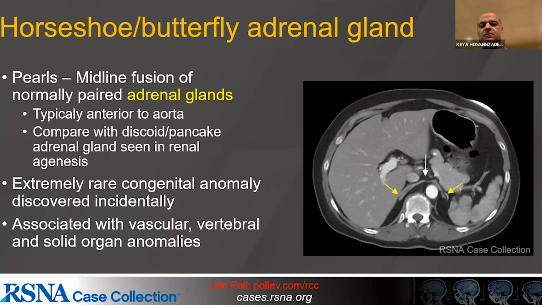It's important not to confuse this with a discoid or a pancake adrenal gland that you usually see in association with renal agenesis. It's an extremely rare congenital anomaly, and it's usually discovered incidentally, but is associated with vascular, vertebral, and solid organ anomalies. So here I've shown you two anatomical variants. There's no true pathology here, but there are also important diagnostic considerations to make when reviewing GU anatomy or pathology. Okay, thank you very much for your attention, and let's move on to the next speaker.